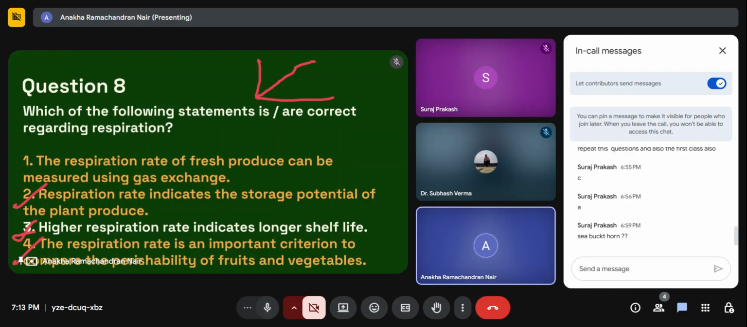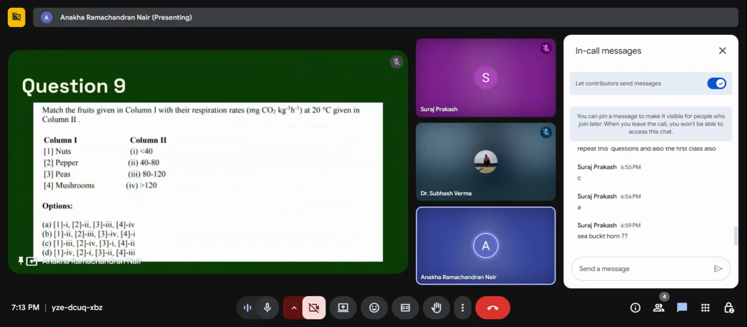All right, so let's move on to question number 9. You have to match the following. There are produces given to you in column number 1 and the respiratory rate given to you in column number 2. You have to match the produce to its specific respiratory rate. Any guess?